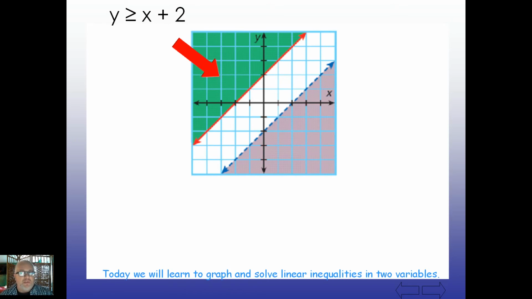Okay, so this happens to be this inequality, and this one is y is strictly less than x minus 2. Notice we've got the greater than or equal to, we have a solid line, and we shade above with a y-intercept of 2. This is less than, so we shade below, and it's got a dashed line there.